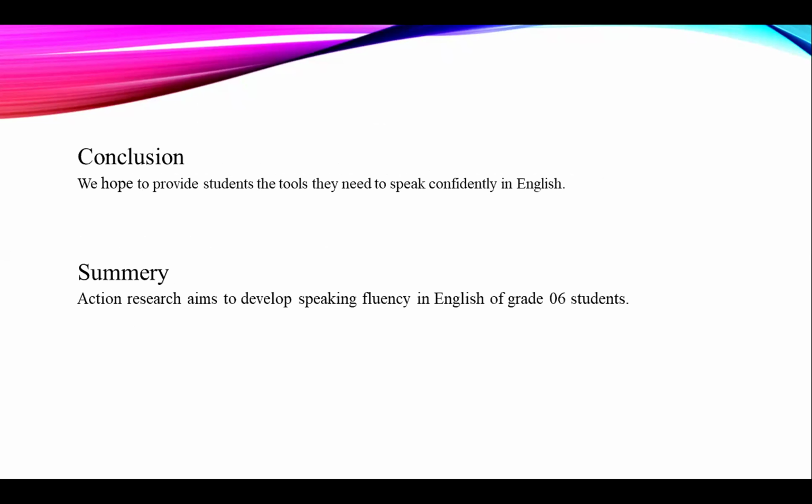Conclusion: we hope to provide students the tools they need to speak confidently in English. Summary: action research aims to develop the speaking fluency in English of grade 6 students. Thank you, madam.